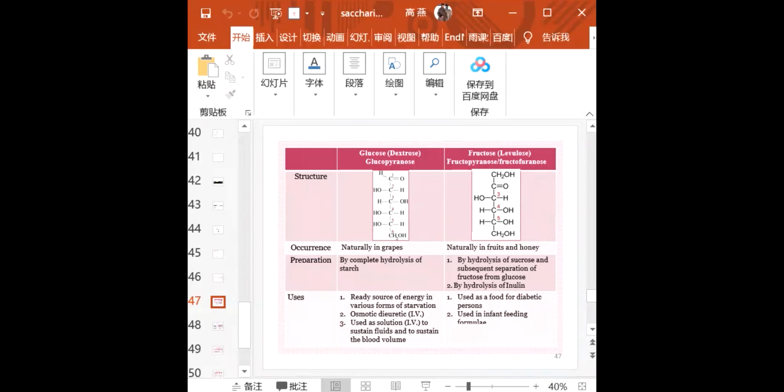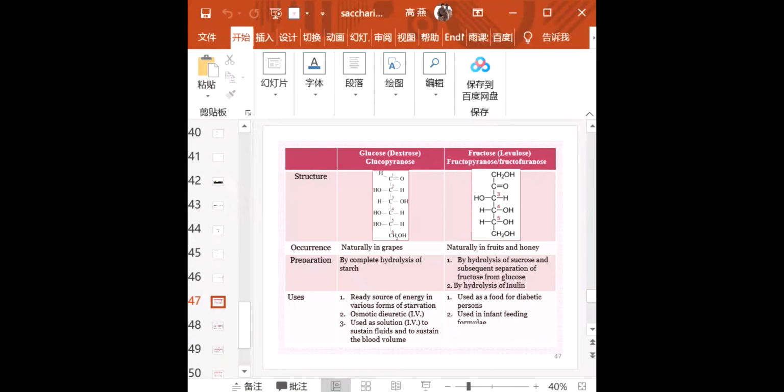Because if you give other carbohydrates, then they are going to be digested and metabolized to convert into glucose to be used. If it's direct glucose, then it will rapidly supply energy. So this is the first point.